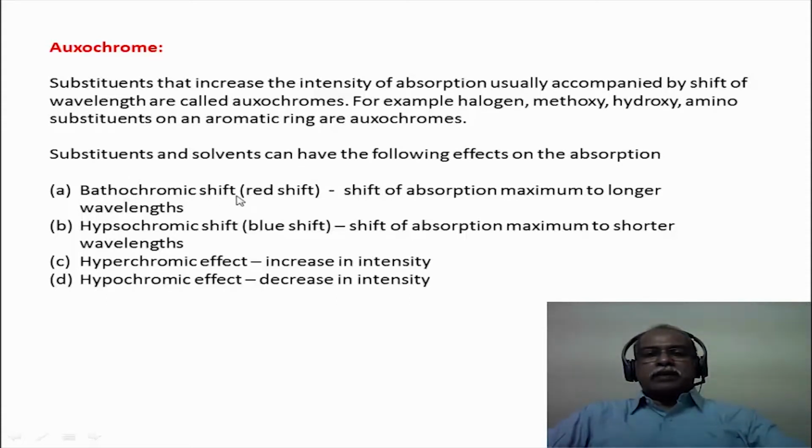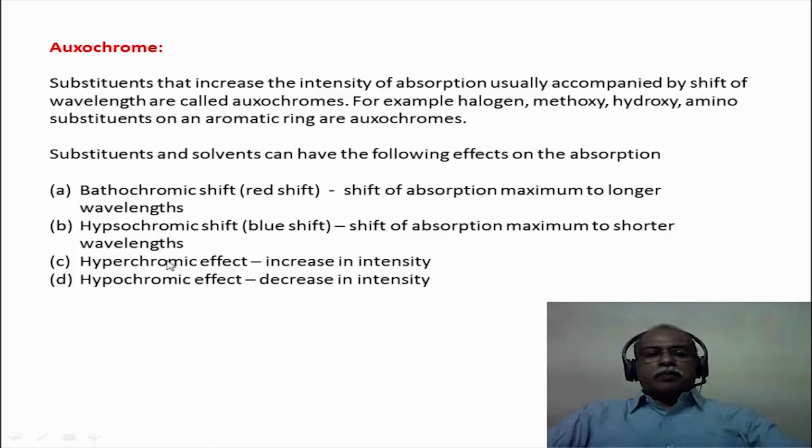Bathochromic shift means a shift of the absorption maximum to longer wavelength, from lower wavelength to higher wavelength. In other words, this is known as red shift, because we are going from the blue region to the red region when you shift from smaller wavelength to longer wavelength. Hypsochromic shift is also known as blue shift. This is the absorption maximum shifted to shorter wavelength, exactly opposite of the bathochromic shift.